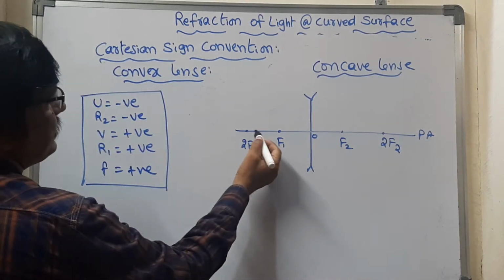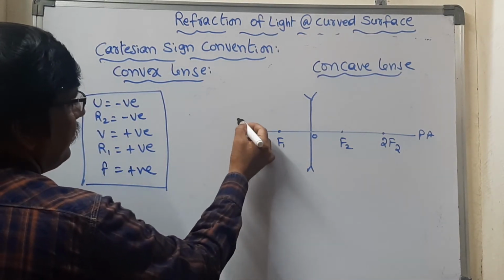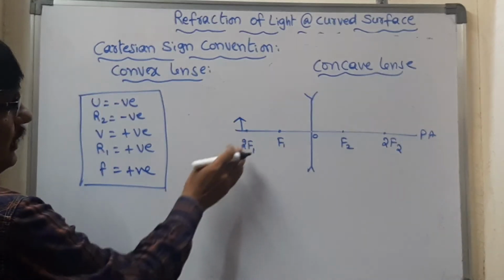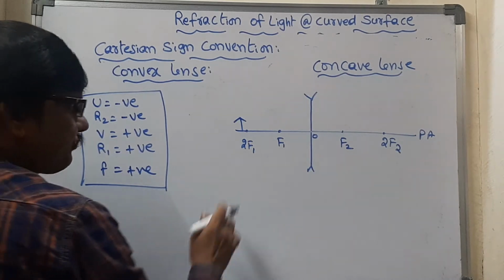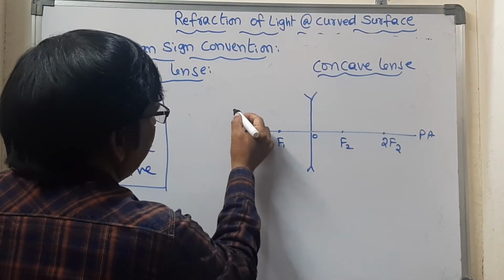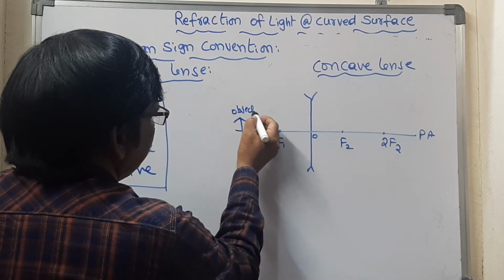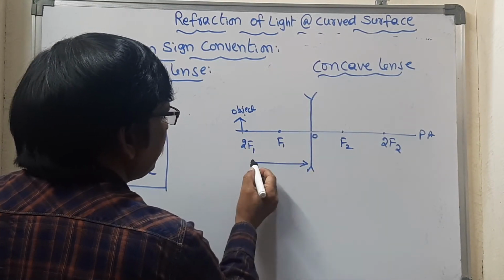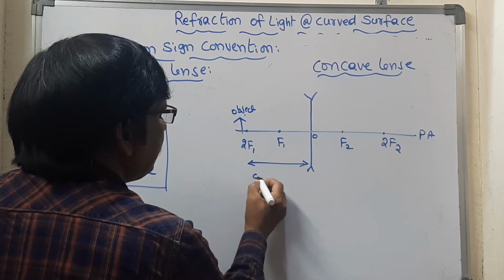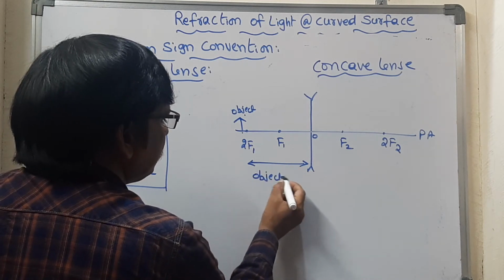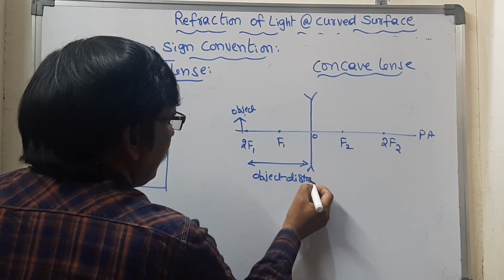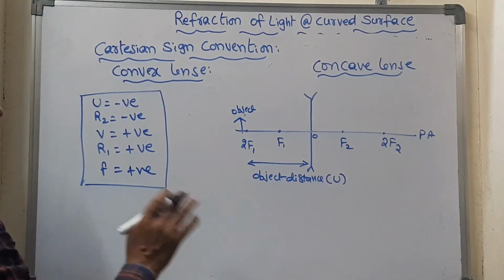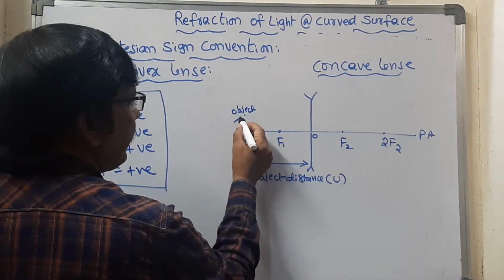Now let us place the object. Anywhere you can place it, no problem. Here I placed it beyond 2F1. So this is the object, and this is the optic center. The distance from the optic center to the object is what we call the object distance. Object distance represents which letter? U. Now let us take the first ray to draw the ray diagram.